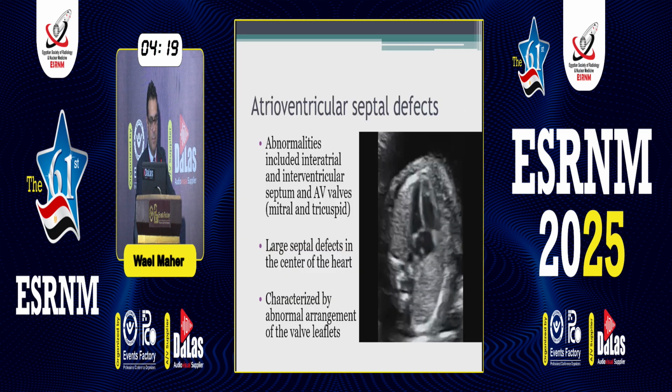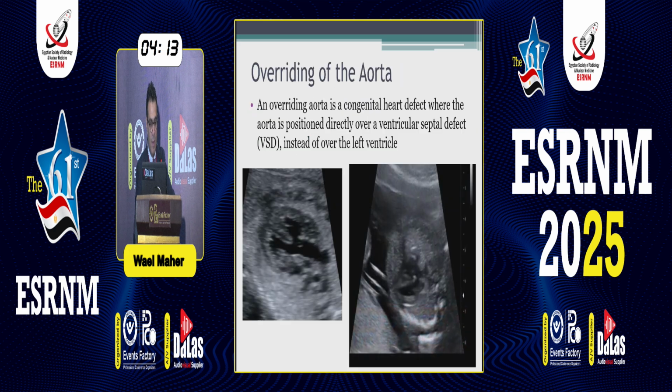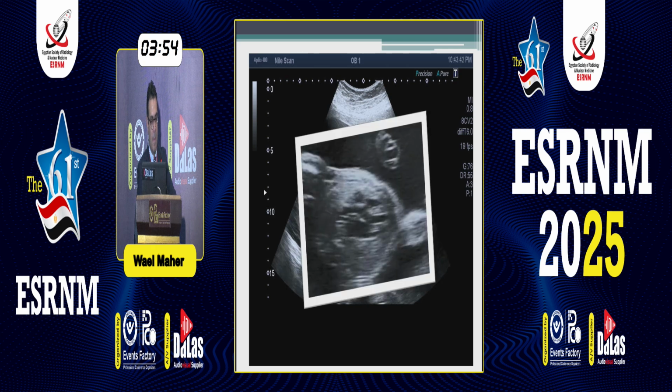AVSD, as you can see here, we have a central defect between both atria and ventricles. Overriding aorta, it means that the aorta is not exiting from the left side, it's exiting imposed over a VSD. So you need to be acquainted that we have a VSD, then the aorta coming out from both ventricles on top of that VSD, giving the Y appearance. Like that image.